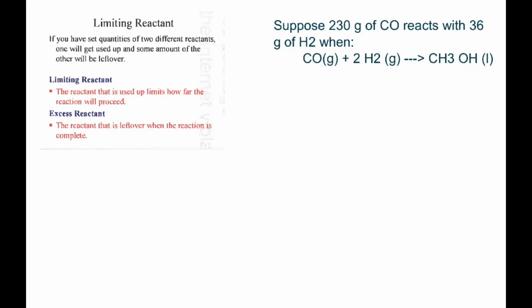The limiting reactant, as it says here, is the reactant that is used up and limits how far the reaction will proceed. The excess reactant is the reactant that is left over when the reaction is complete. In other words, the limiting reactant is the smaller amount and the excess reactant is the larger amount. To find the limiting reactant, you first have to see if your equation is balanced. In this case, it is.